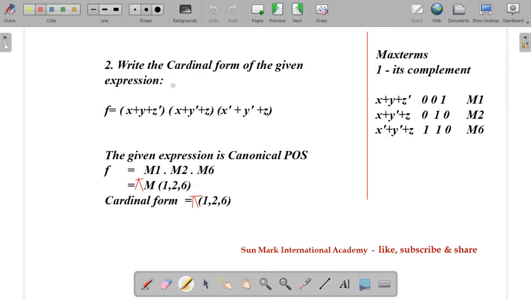And the next one is: write the cardinal form of the given expression. The same, here also one expression is given. What is that expression? F equal to (x plus y plus z dash) into (x plus y dash plus z) into (x dash plus y dash plus z). So here we know each term is a max term, is it? Because these are sums of all the literals. So we can write each term as a max term.